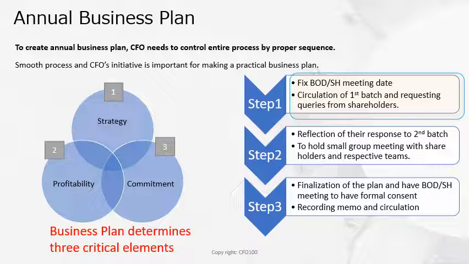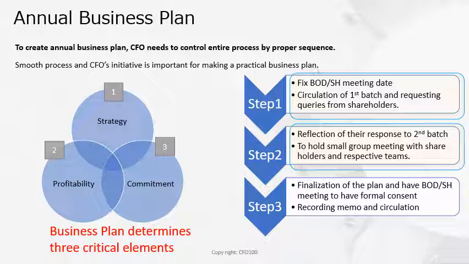The second step is that the CFO needs to gather those queries and questions from counterparties and collect their opinions. The CFO reflects those in the second draft of the business plan. The CFO sometimes needs to suggest a separate meeting for a hot specific topic, including working members from shareholders.